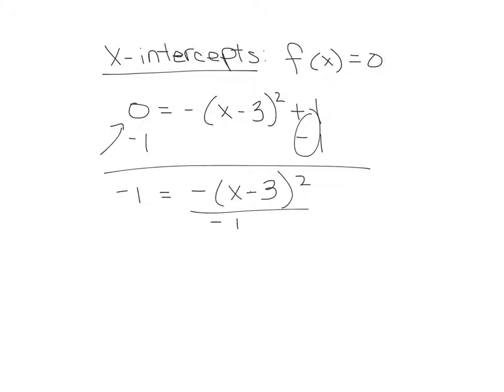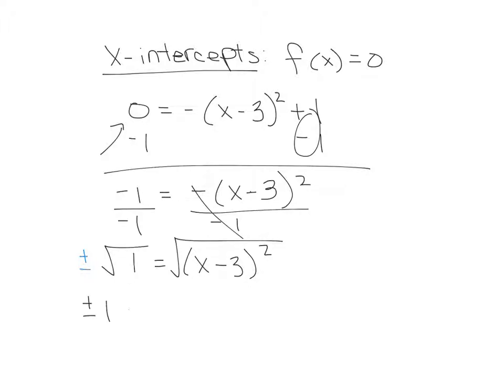Now we'll divide both sides by negative 1. They go away on the right side, and then negative 1 divided by negative 1 is a positive 1 on the left side, and that equals x minus 3 squared. We'll get rid of the exponent of 2 by taking the square root of both sides. Whenever we take the square root, you always want to write the plus or minus sign next to the square root. So the square root of 1 is plus or minus 1. And then the square root of x minus 3 squared is x minus 3.